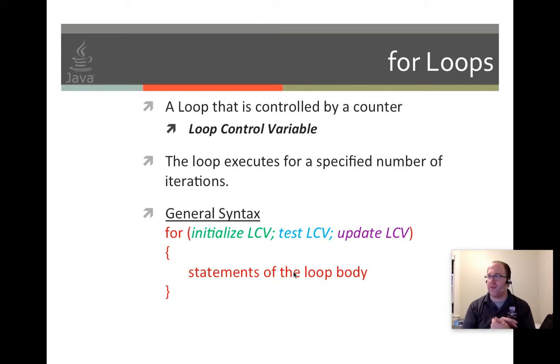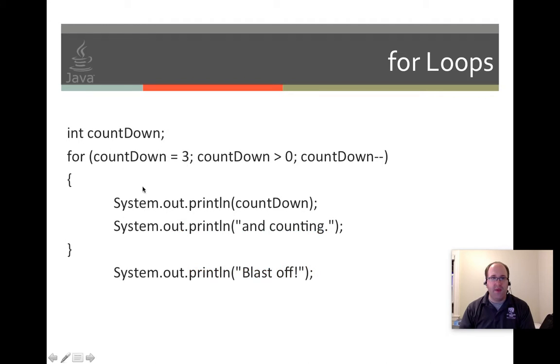Okay, so let's take a look at one and point out these parts of the for loop in a real example. Our loop control variable is going to be this variable countdown. Here is where we will initialize it. We will assign the value 3 to countdown, and that's where the loop will start. So countdown begins with an initial value of 3.